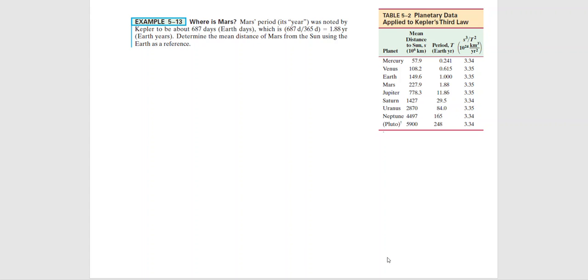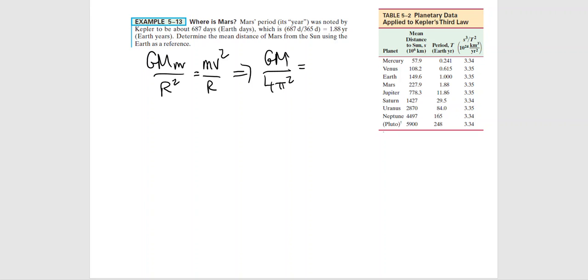Okay, this is Giancoli chapter 5, number 13. We're trying to find Mars. And remember before, I derived that when the gravitational force was equal to the centripetal force we needed, we got Gm over 4 pi squared equal to r cubed over t squared. And since this whole thing's a constant, this has to be a constant for the central body. So what we're going to do is exploit this to figure it out.